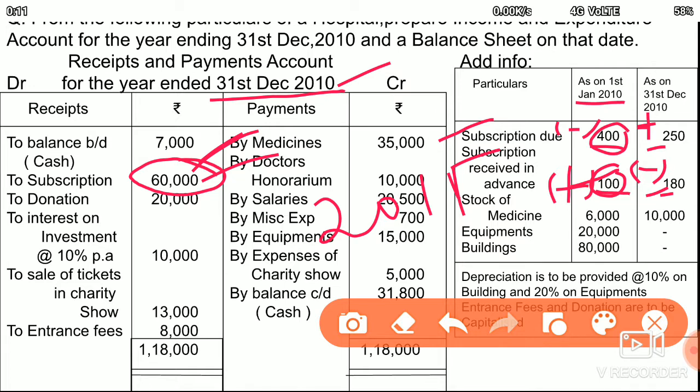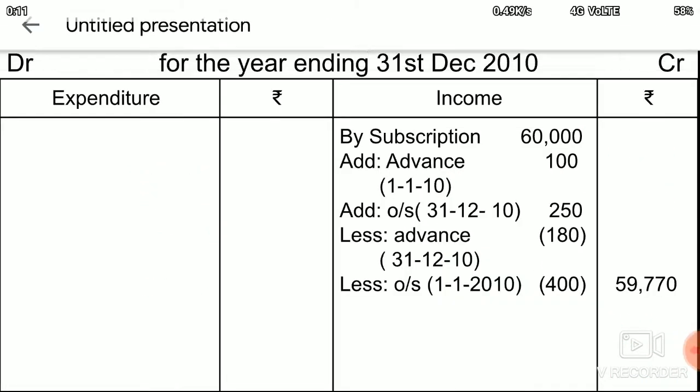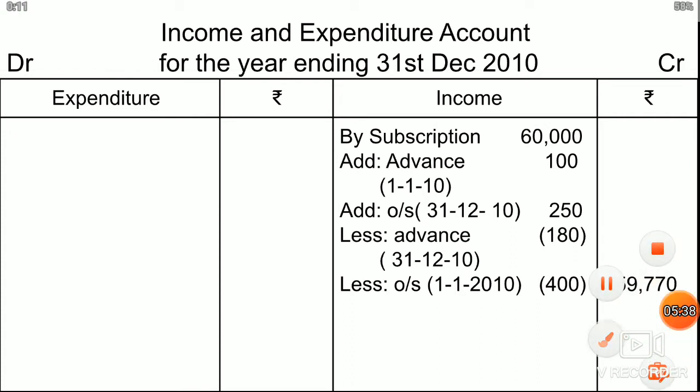So 400 rupees will be added, subtracted, 250 will be added, and then 100 rupees will be added, and then 180 will be subtracted. After we do this, the subscription presentation will appear in this way.